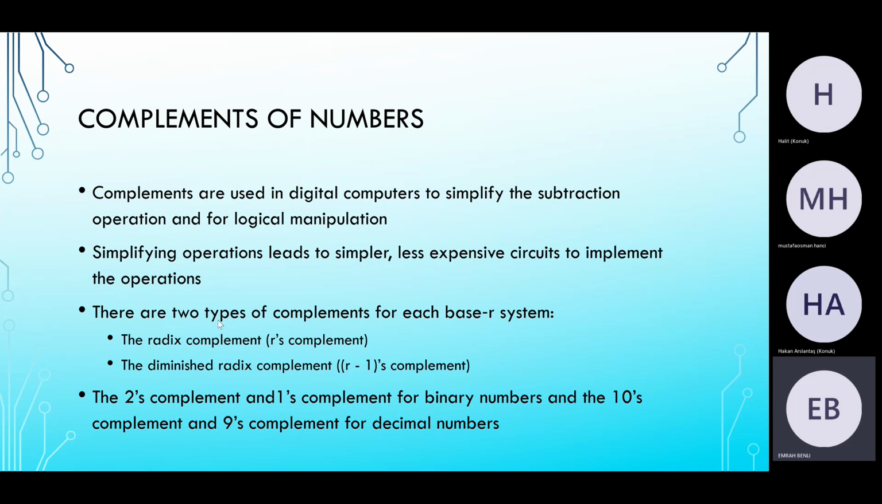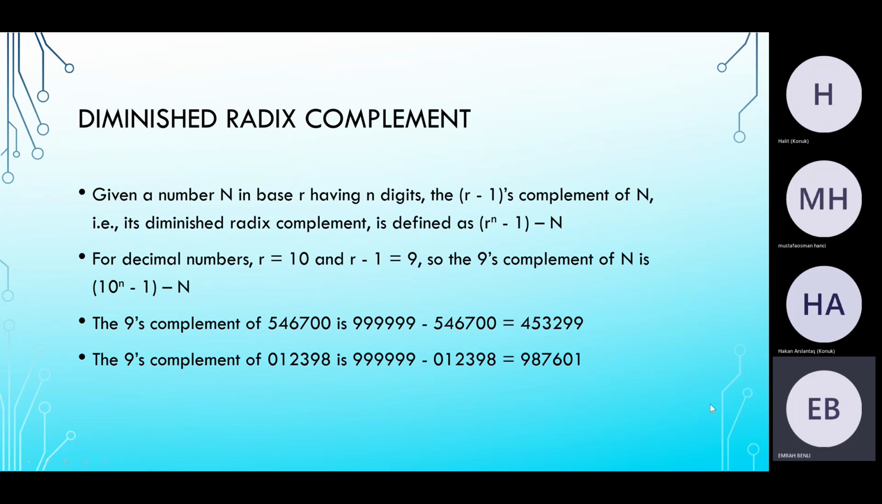So we have 2 types of complements for each base R system. One of them is the radix complement, the other one is the diminished radix complement. The first one is R's complement, the second one is R-1's complement. For binary, R's complement is 2's complement and R-1's complement is 1's complement. For decimal numbers, 10's complement and 9's complement, which are the radix and diminished radix complements. Okay.